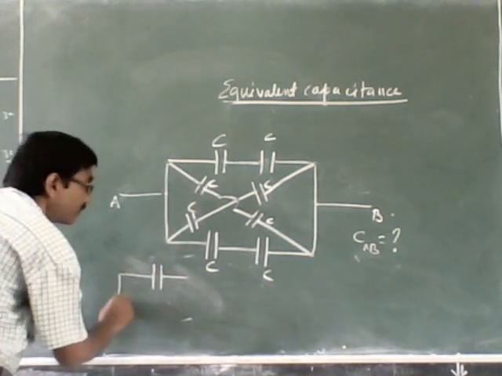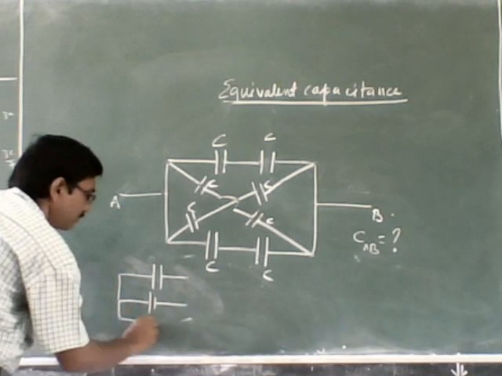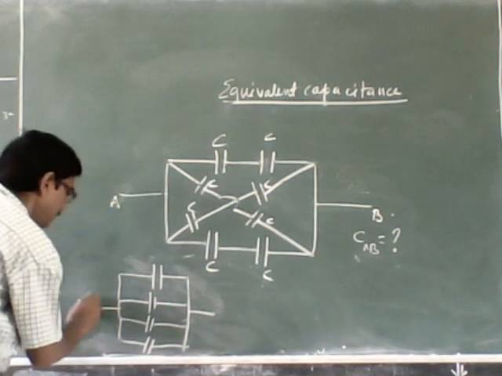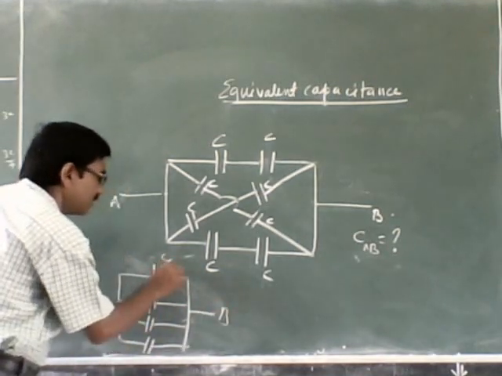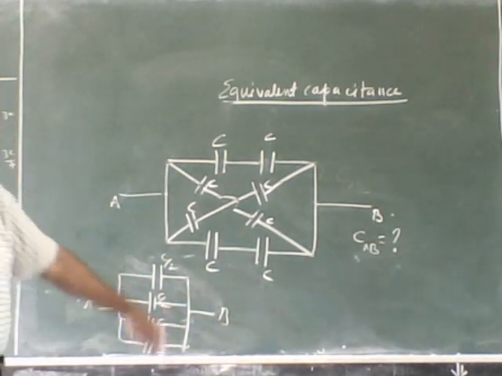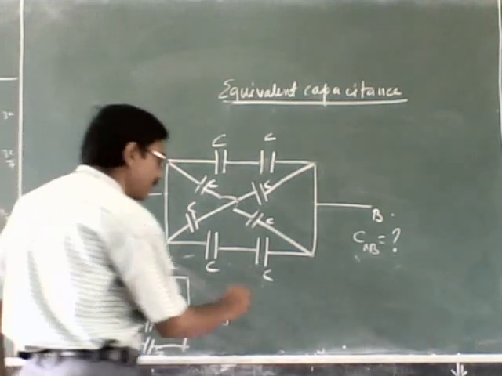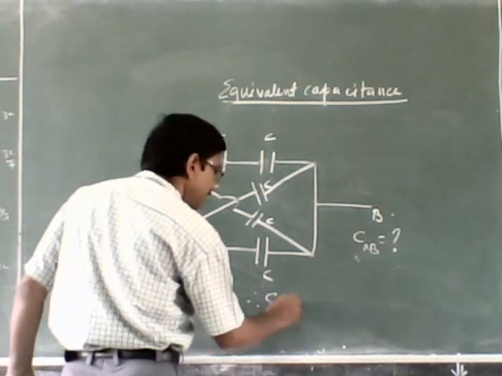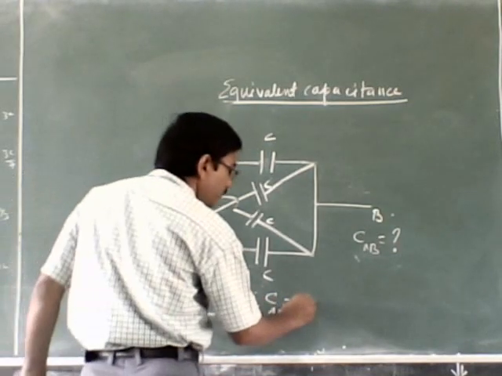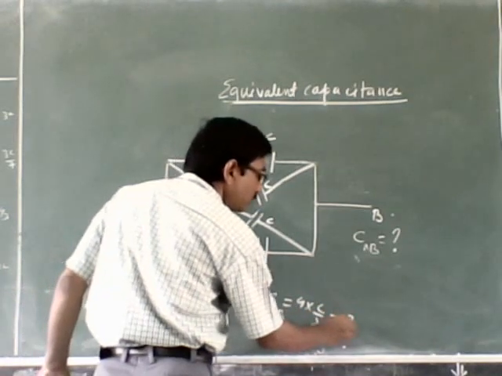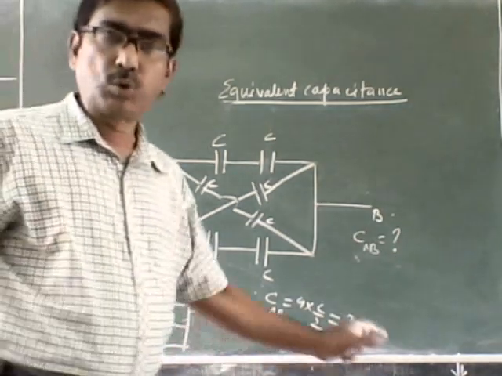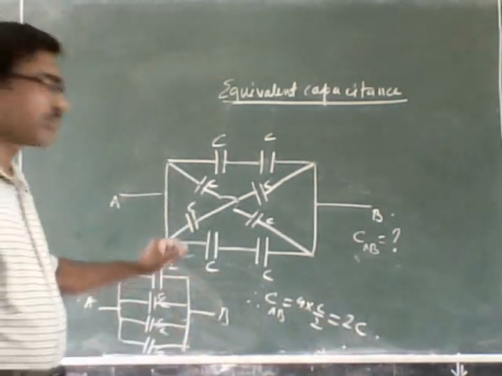Okay. So this is A and B, and all are C by 2, C by 2, C by 2, C by 2. Then what will be the equivalent capacitance? Therefore, CAB is C by 2 plus C by 2 plus C by 2 plus C by 2, that is 4 into C by 2, which means 2C. So the equivalent capacitance is 2C. Okay, is it clear?